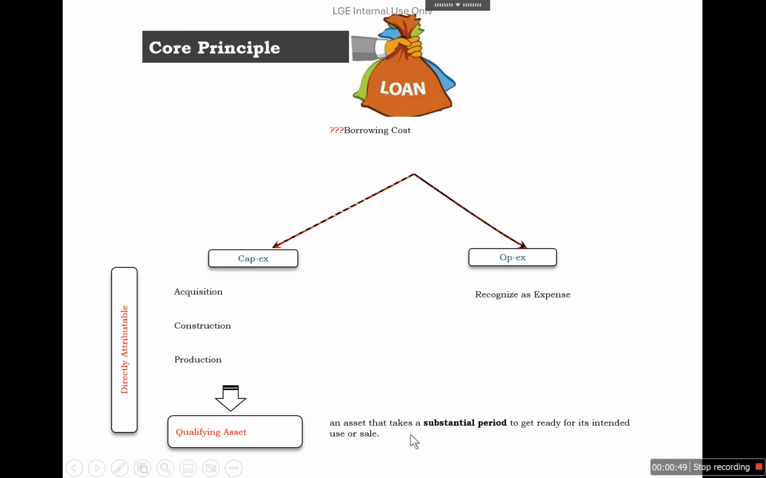Qualifying asset is an asset that takes a substantial period to get ready for its intended use or sale. The terminology substantial period is not defined in Ind AS 23. It may be less than 1 year also, it may be more than 1 year also. So it's a matter of judgment what the substantial period is. So the core principle about the borrowing cost is that normally it is recognized as an expense. However, if borrowing cost is particularly for the purpose of acquisition, construction, or production of a qualifying asset, in that case, we need to capitalize the borrowing cost.